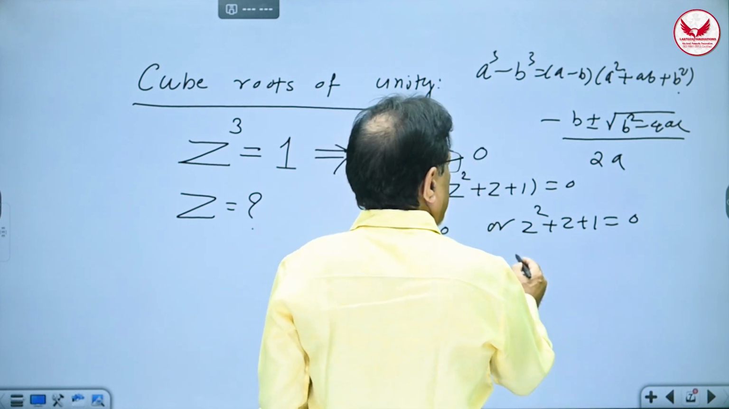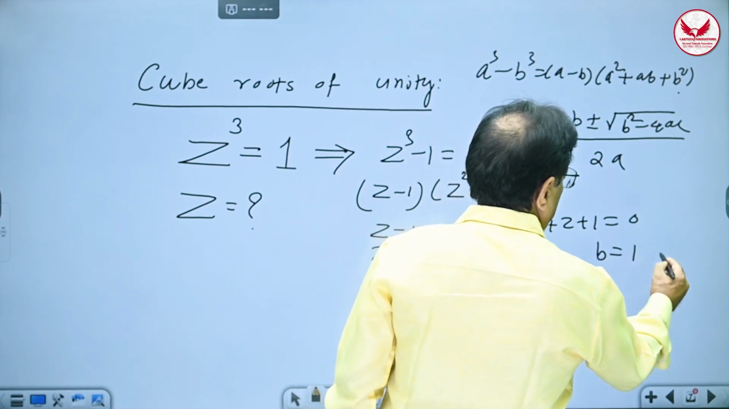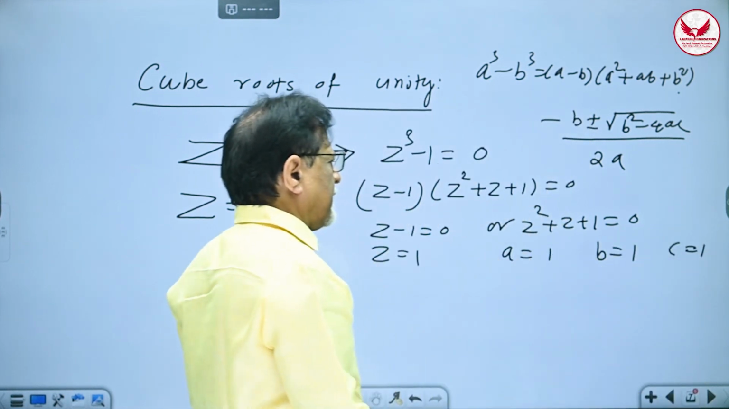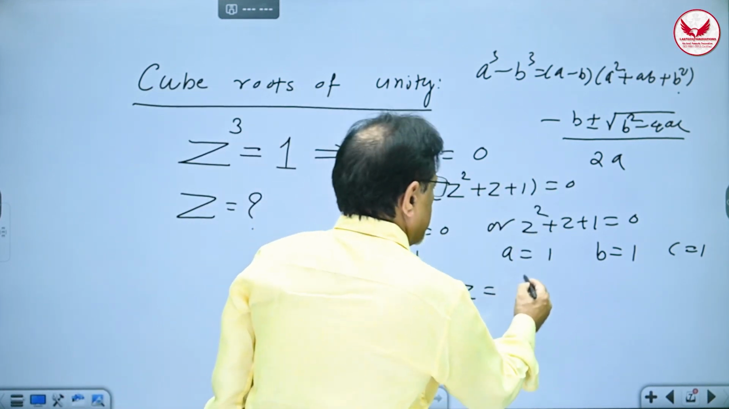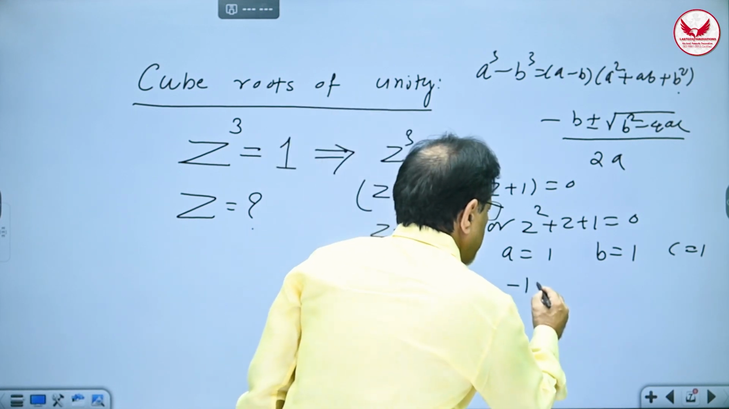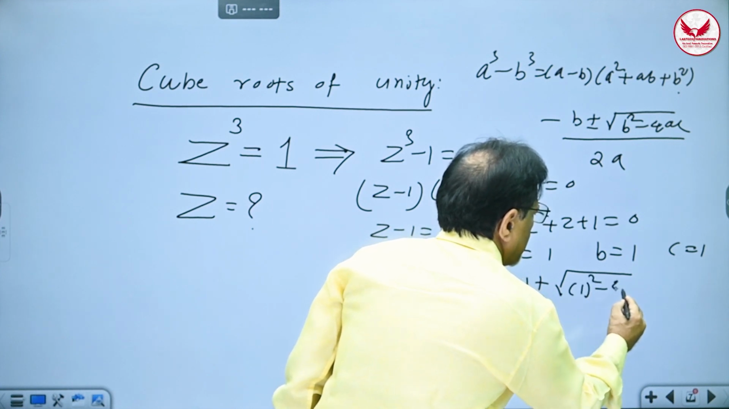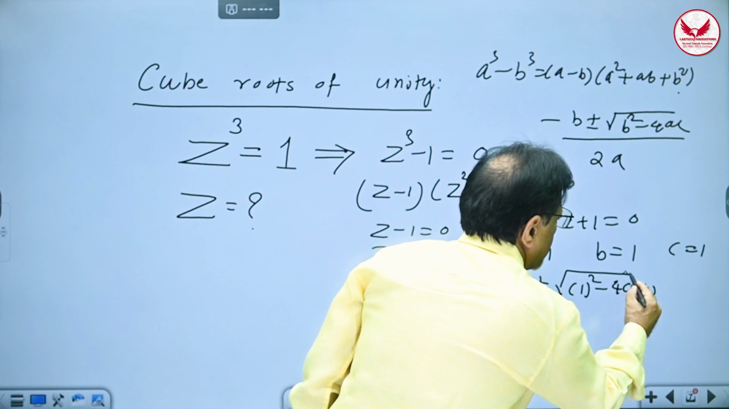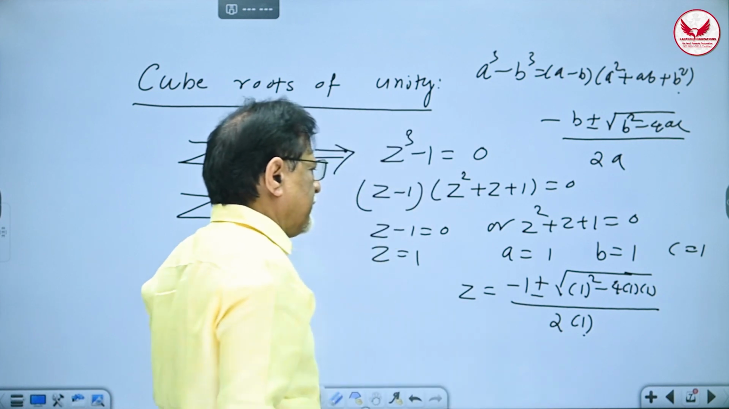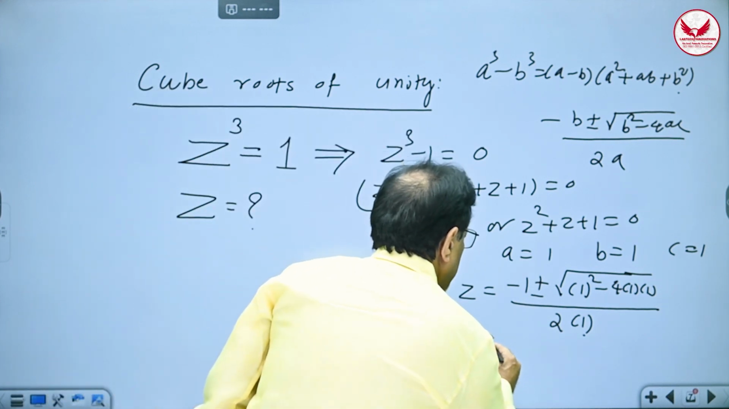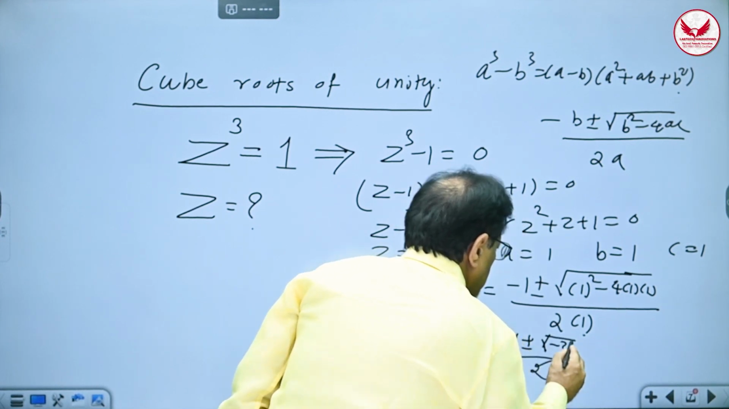In this case, a, the coefficient of z square, is 1. B, the coefficient of z, is 1, and c is also 1, correct? Now, put it in this formula, right? So z is equal to what? Minus b, that is minus 1, plus or minus under root b square, 1 square, minus 4ac, both are 1, divided by 2 into 1, correct? So that means this gives you what? Minus 1 plus or minus under root minus 3 upon 2.